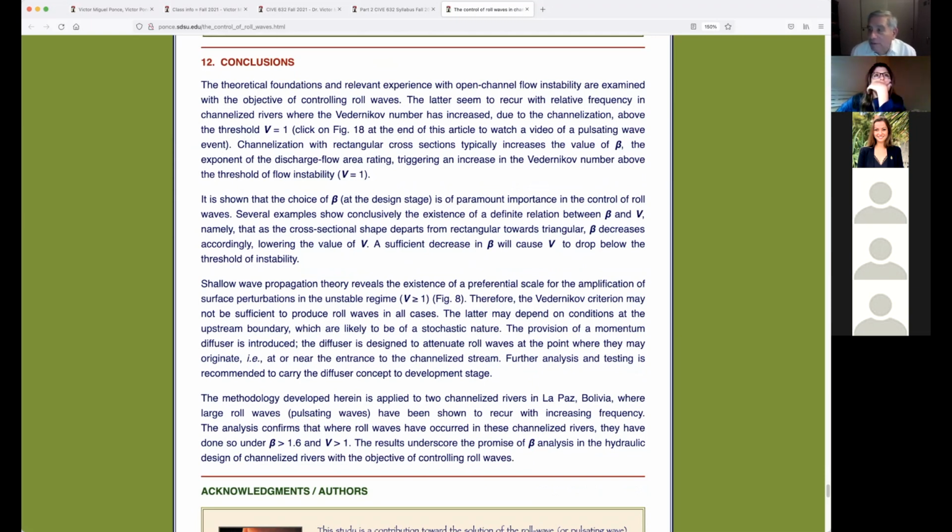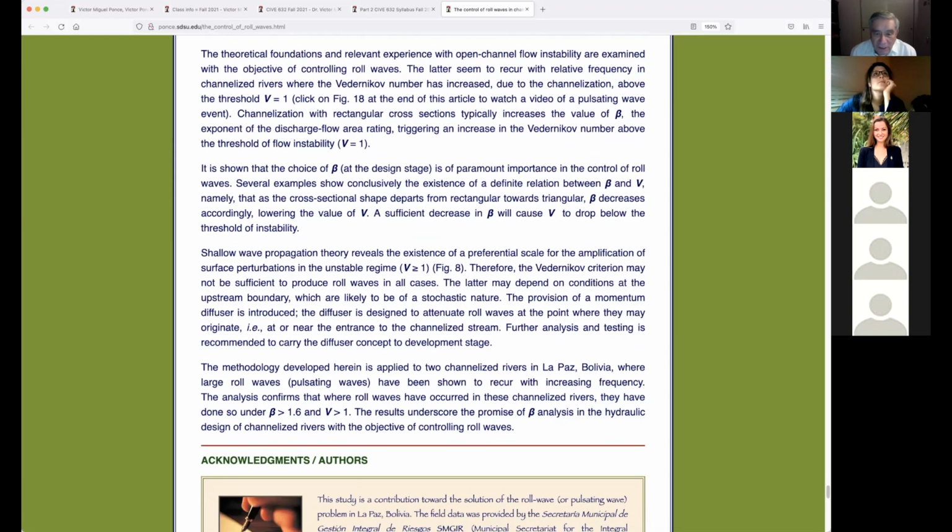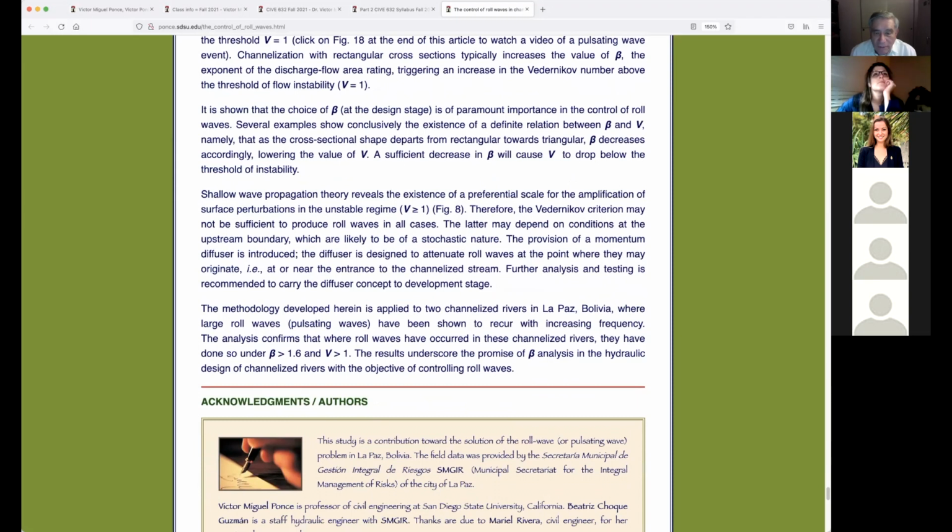It's not enough to design just a channel the way we used to do it, the way Chow would tell you to do it. Chow, of course, could not and would not cover this ground because he didn't know at the time. He barely knew about Vedernikov, let alone how to design control of roll waves in a channel. But this stuff in here is relatively new.